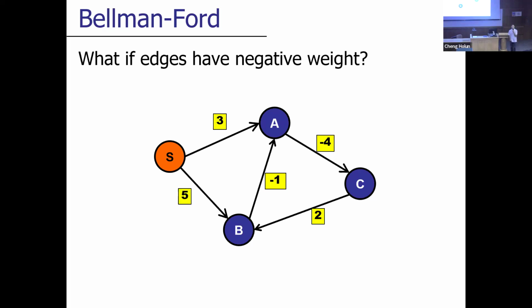Let's say you are the truck driver, okay? You have to pay the road toll. From S to A, you need to pay $3. But if you drive from A to C, you can gain $4. What will you do? Will you deliver your goods from S to C?